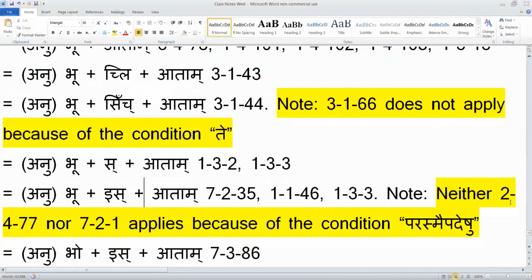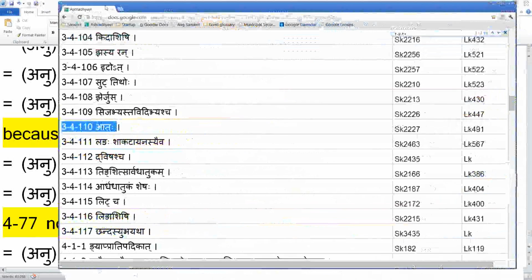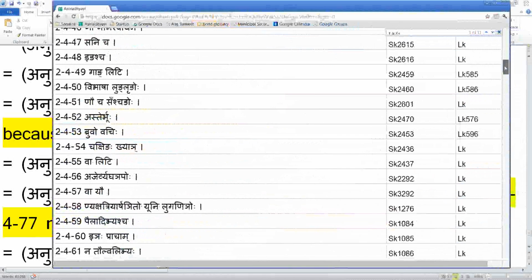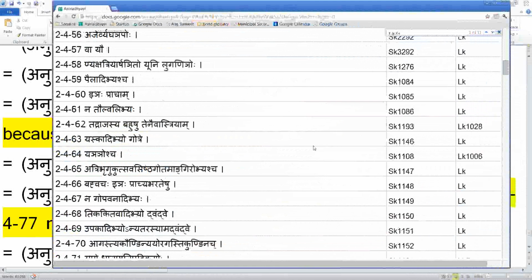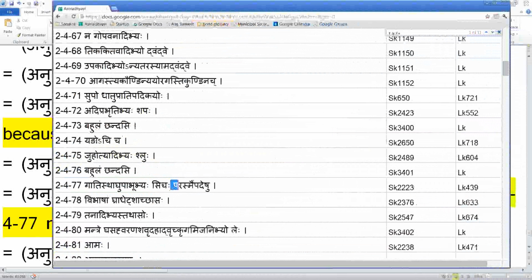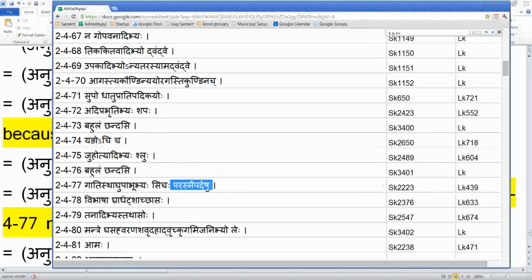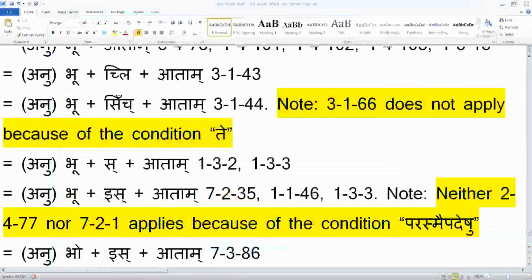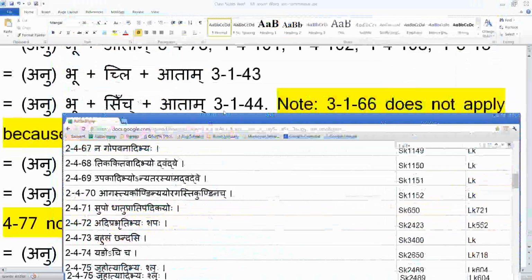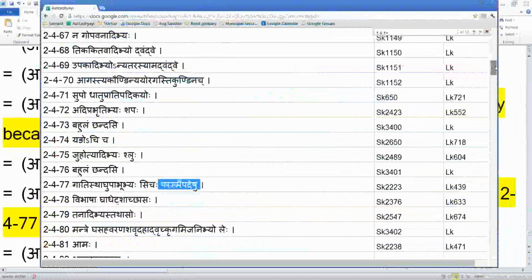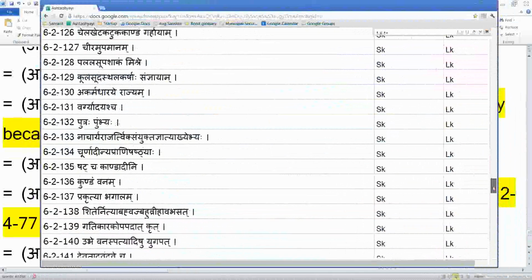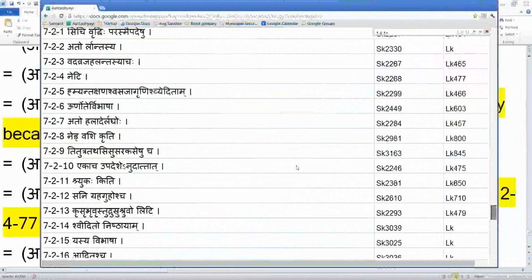Now what about our sutram gātisthāghupābhūbhyaḥ sicaḥ parasmaipadeṣu? That's only parasmaipadeṣu, so for sich luk we have to be careful. In 2.4.77 the dhatu bhu is mentioned in that sutram, but that is talking about sich luk only in parasmaipada. Right now we don't have parasmaipada because of bhavakarmanoho; in the passive there is only atmanepada. So 2.4.77 cannot apply here. Neither can 7.2.1 sici vṛddhiḥ parasmaipadeṣu, which is also only parasmaipadeṣu. So neither 2.4.77, which would have done sich luk, nor 7.2.1 can apply here.